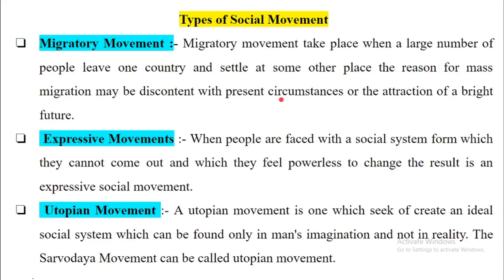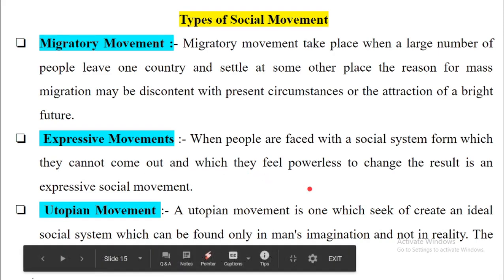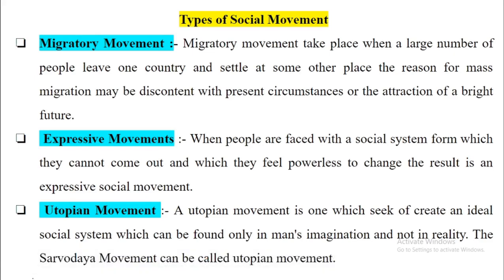Now, next, expressive movement. When people are faced with social systems from which they cannot come out and which they feel powerless to change, the result is an expressive social movement. Now, next, Utopian movement. A Utopian movement is one which seeks to create an ideal social system which can be found only in men's imagination but not in reality. The Sarvodaya movement can be called a Utopian movement.